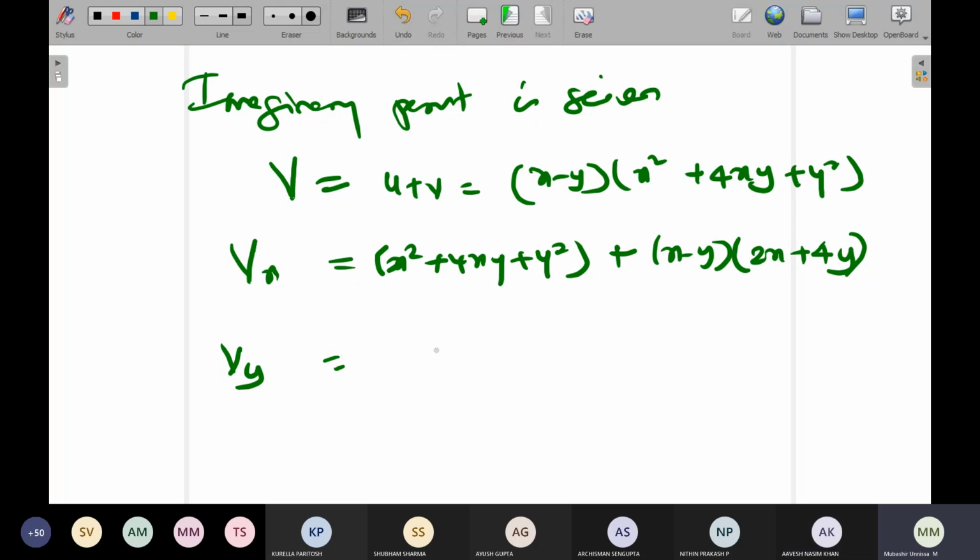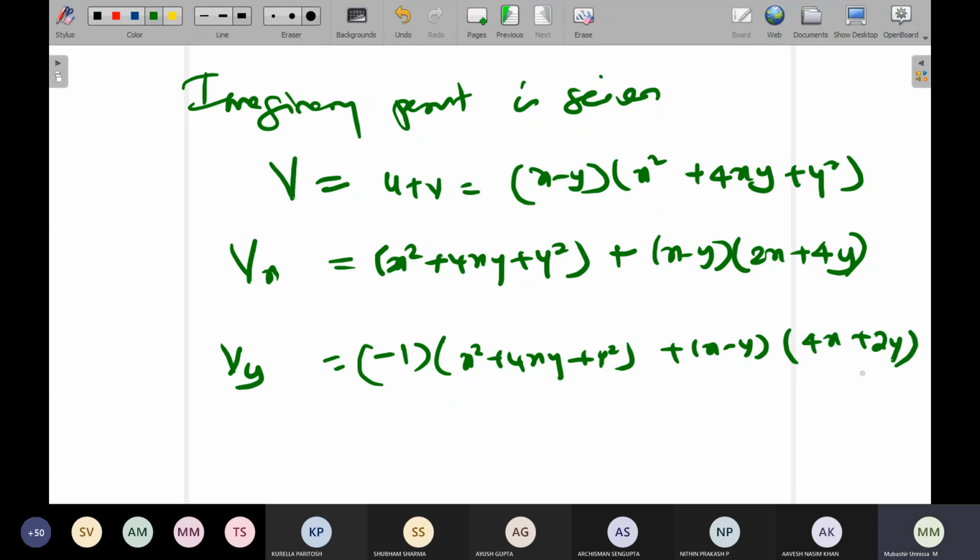Then we will find Vy. What will be your Vy? Minus 1 into x square plus 4xy plus y square. The other term will be x minus y into, you will get 4x plus 2y.